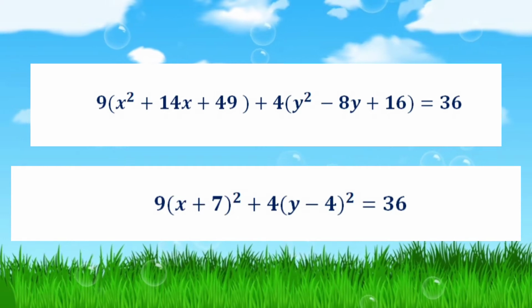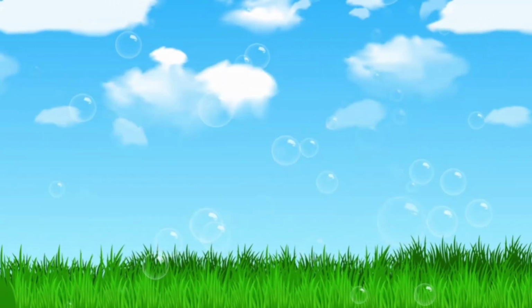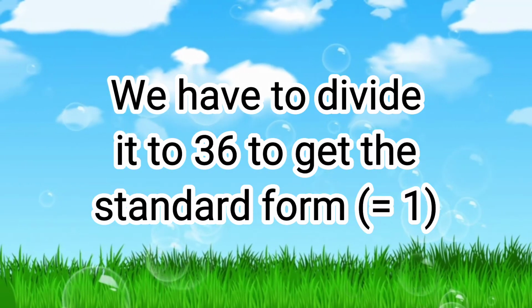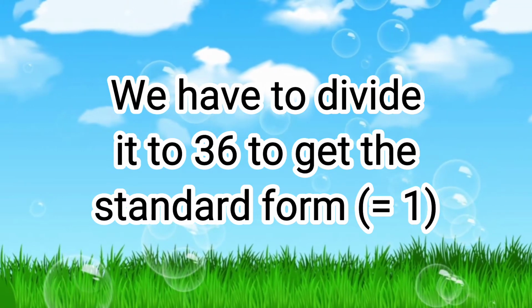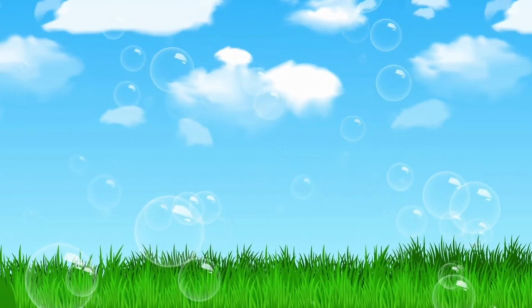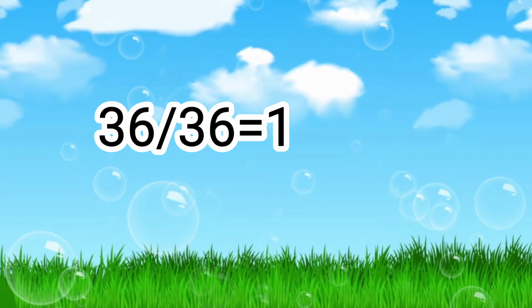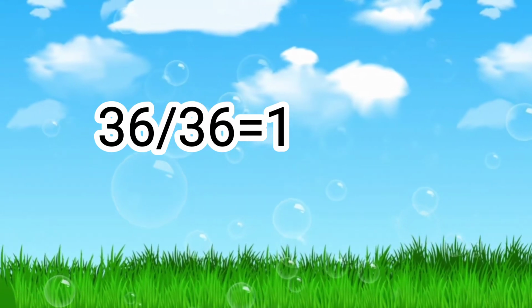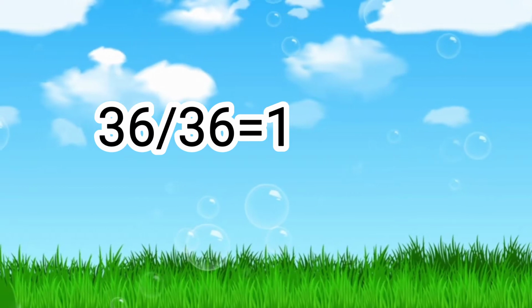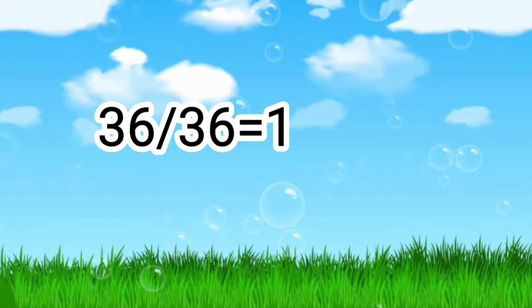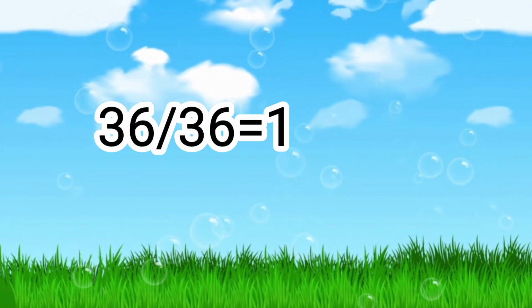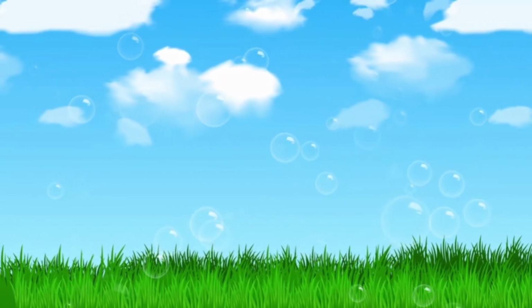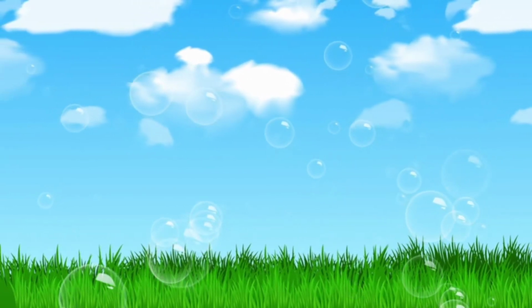That's our binomial square. To set it in standard form, we have to divide it by itself so we can get 1. So we need to divide 36 over 36, so we must have the answer of 1. So 36 over 36 equals 1, and then what we divide on the right side will also be divided on the left side.